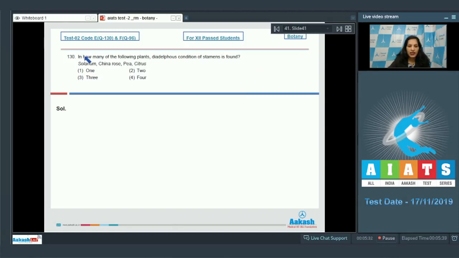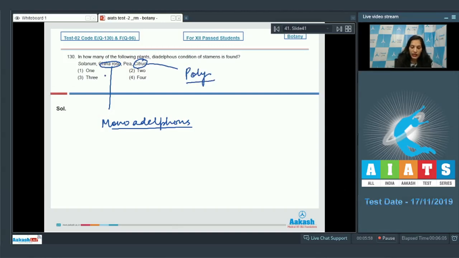Question number 130. In how many of the following plants diadelphous condition of stamen is found? Diadelphous means all the stamens present in a flower should be present in two groups. In China rose, monoadelphous condition is seen. All the stamens are present in a single bundle. In citrus, it is polyadelphous condition. In solanum, it is the epipetalous condition, means the androecium is attached to the petals.